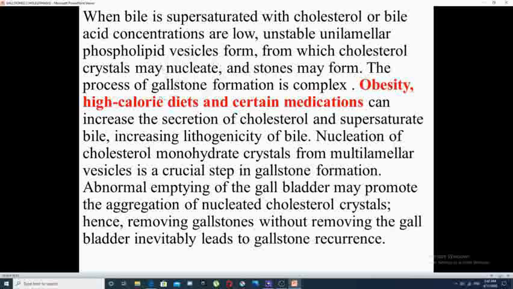The process of gallstone formation is complex. Certain risk factors may contribute to its formation, like obesity, high caloric diet, and certain types of medication like progesterone and estrogen containing medications, which can increase secretion of cholesterol and supersaturate the bile and increase the lithogenicity of the bile, leading to nucleation of the cholesterol crystals, which is a crucial step in all gallstone formation. Abnormal emptying of the gallbladder may promote the aggregation of the nucleated cholesterol.